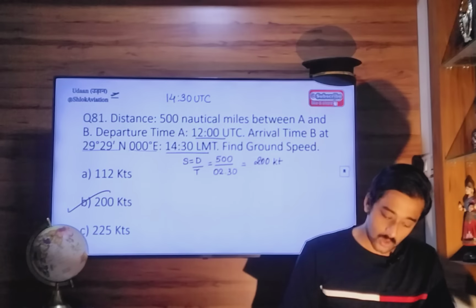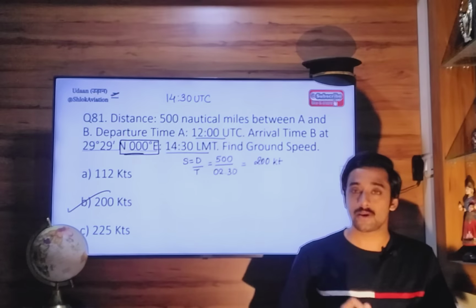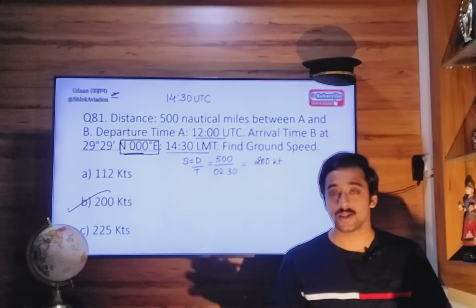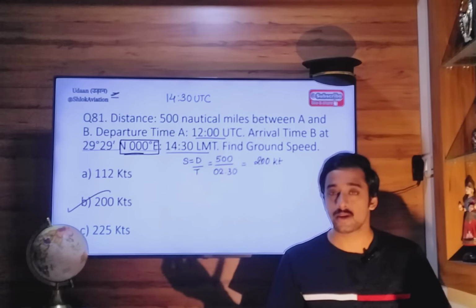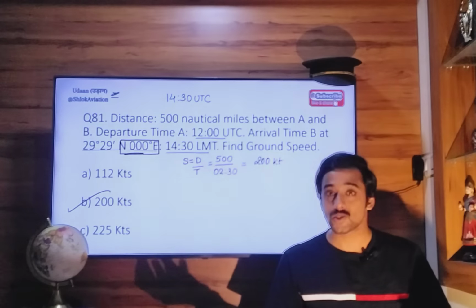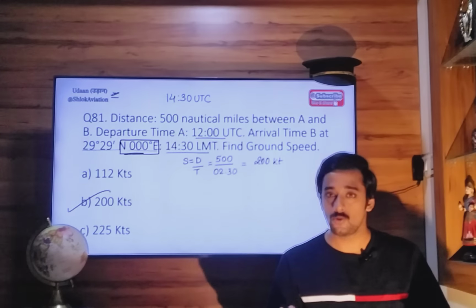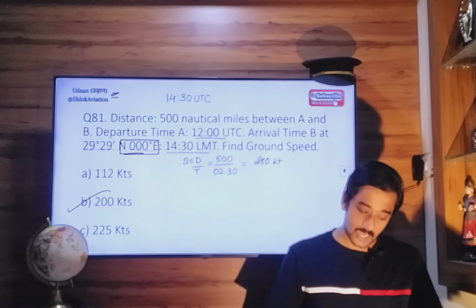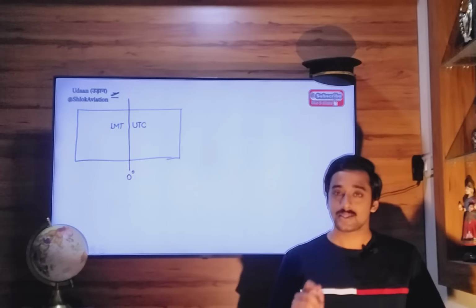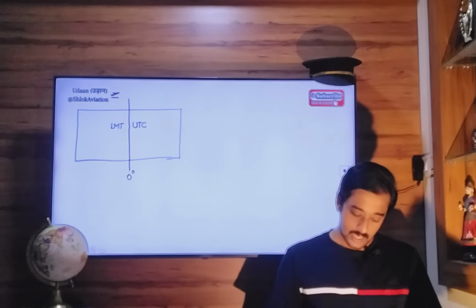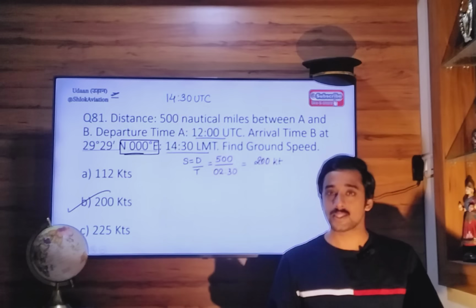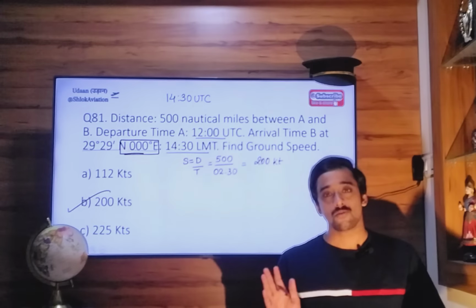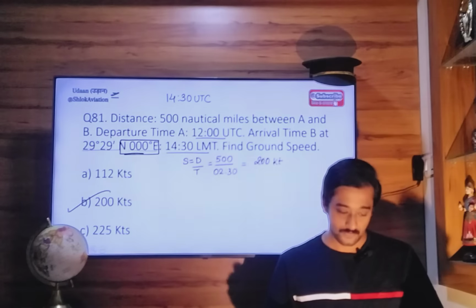So you must know this concept of UTC time and LMT time. I have solved all the questions related to time, UTC, LMT from RK Bali, from Oxford, as well as from Keith Williams, so do watch those video lectures. Once you know this concept that time kept at the 0 degree meridian is LMT as well as UTC, you will come to know that this 1430 LMT time is nothing but 1430 UTC time.